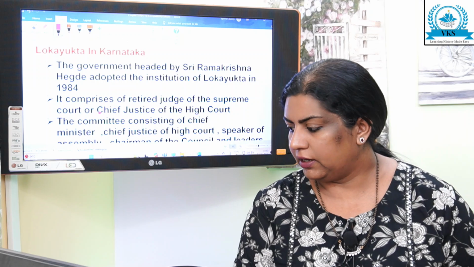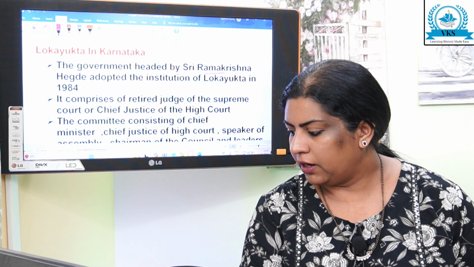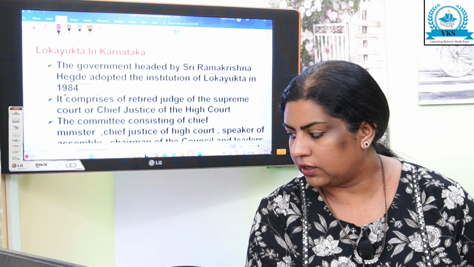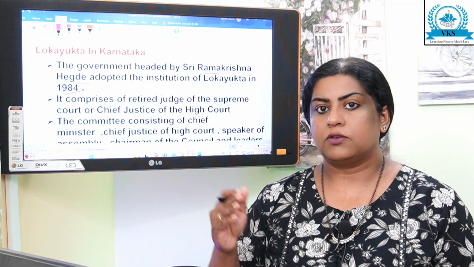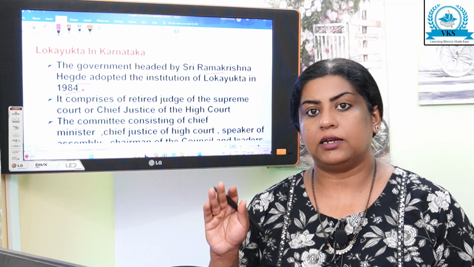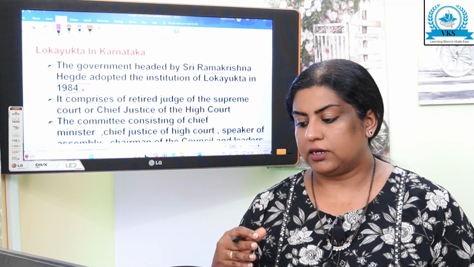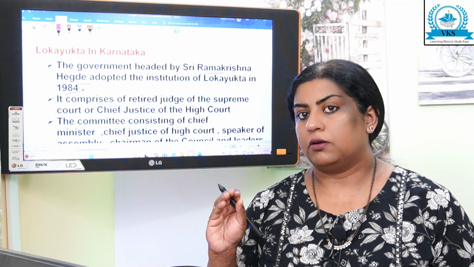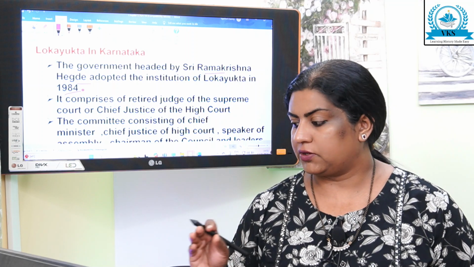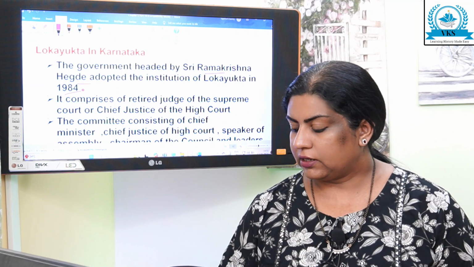Now, Lokayukta in Karnataka. The government headed by Sri Ramakrishna Hegde adopted the institution of Lokayukta in 1984. So, in the beginning we have seen that in Karnataka, Lokayukta was started in 1984 by the government headed by Sri Ramakrishna Hegde.